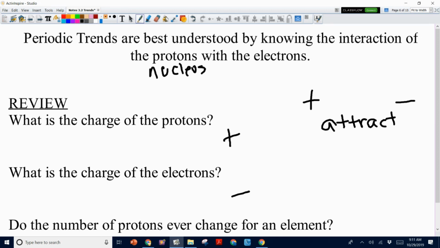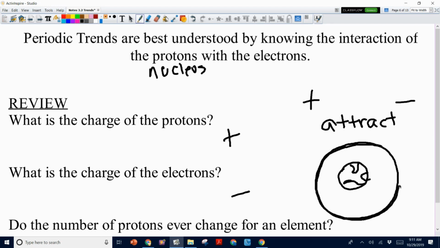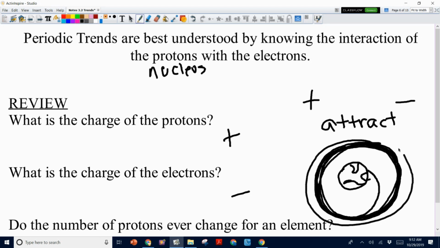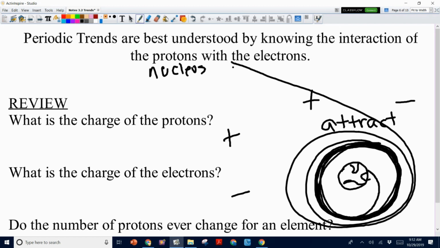That's why they don't zoom off into space. If you think about the Earth and the satellites that orbit the Earth, they have to be traveling at a certain speed to stay in orbit. If they don't travel at a certain speed, Earth's gravity pulls them down, right? And if they go too fast, the orbit gets bigger and bigger, and eventually they'll just zoom off into deep space. So it's the attraction of the protons to the electrons, and the speed the electrons are orbiting the nucleus, that keep the electrons in orbit around the nucleus.